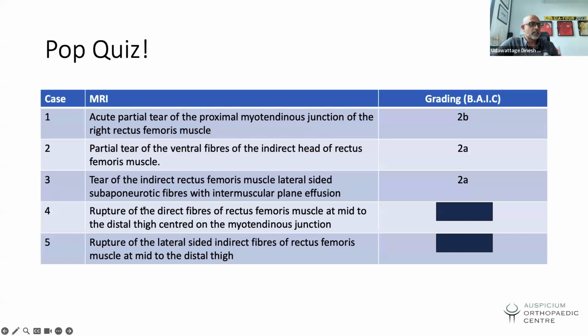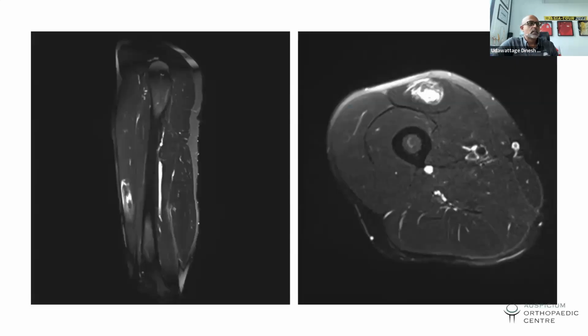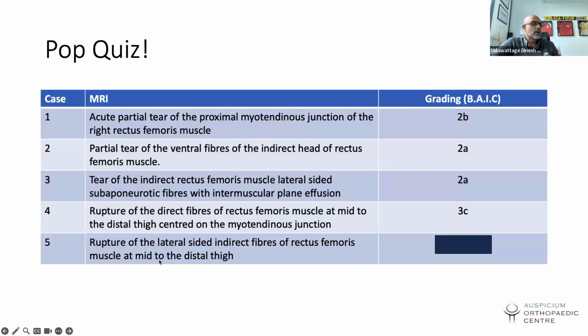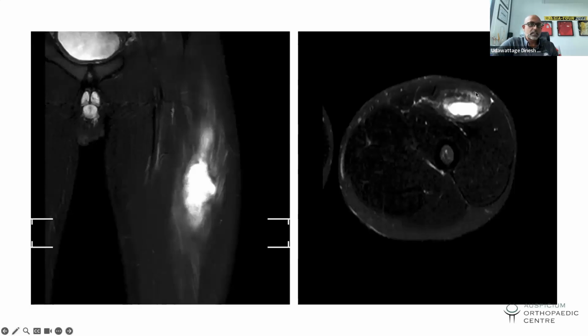Then rupture of the direct fibers of the rectus femoris at the mid to distal third centered on the myotendinous junction. I gave this down as a 3 because there was a significant disruption of the muscle. There's this hematoma sitting there, and it's focused in on that sort of myotendinous area. And lastly, rupture of the lateral indirect fibers of the rectus femoris at the mid to distal thigh. Again, a grade 3C, because of the extent of the injury, but also because of the location of it as well.